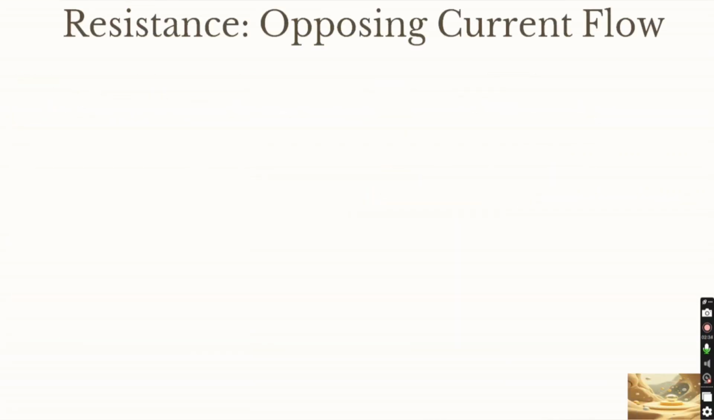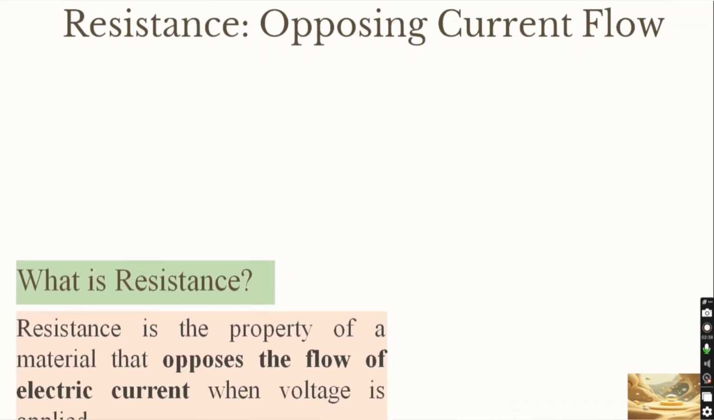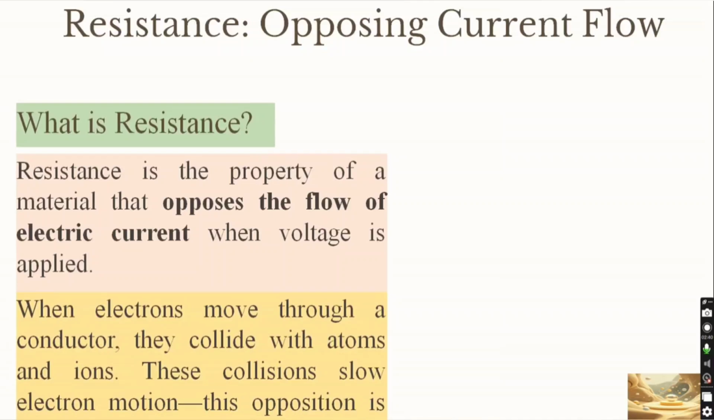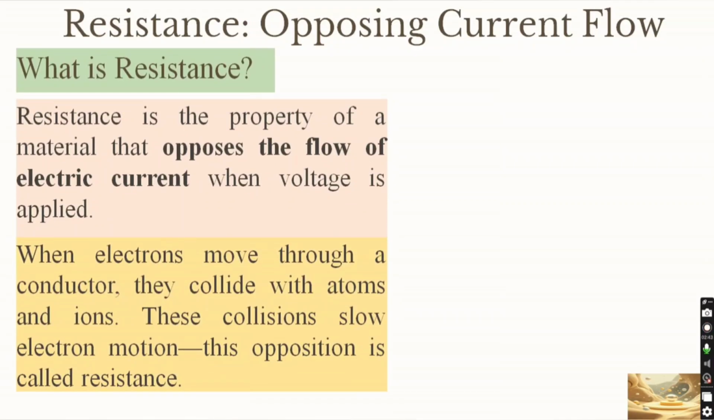What is resistance? Resistance is the property of a material that opposes the flow of electric current when a voltage is applied. When electrons move through a conductor, they collide with atoms and ions. These collisions slow down electron motion. This opposition is called resistance.